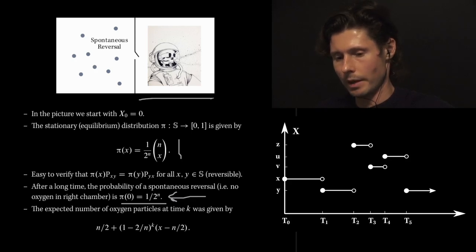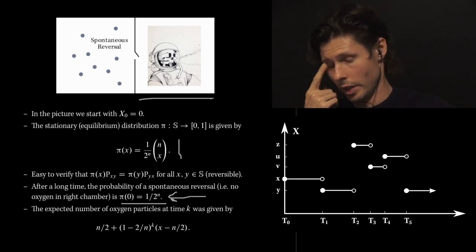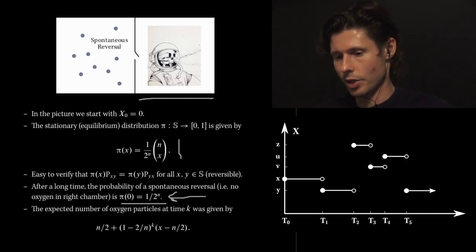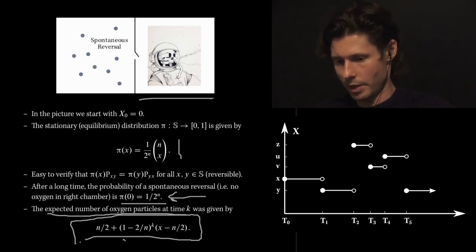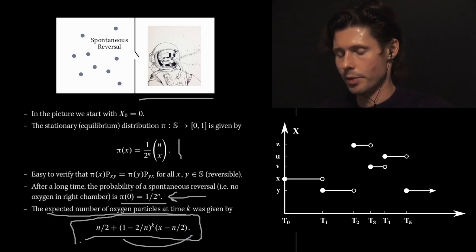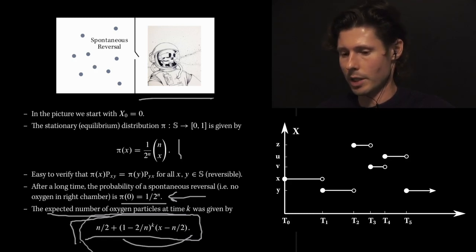The other calculation that we did involved first step transition analysis, which means that we're computing the expected number of oxygen particles at time k, and that was given by this expression here. As k went to infinity, this term became negligible, and not surprisingly, at equilibrium, we expect to have half the particles on the left and half on the right.